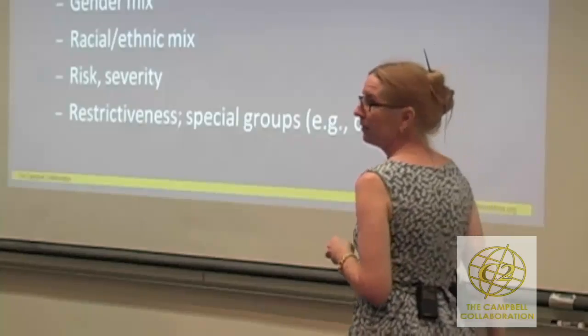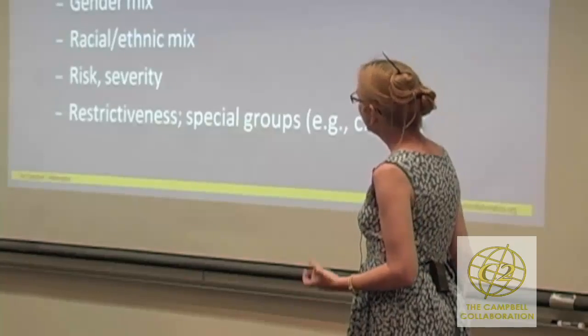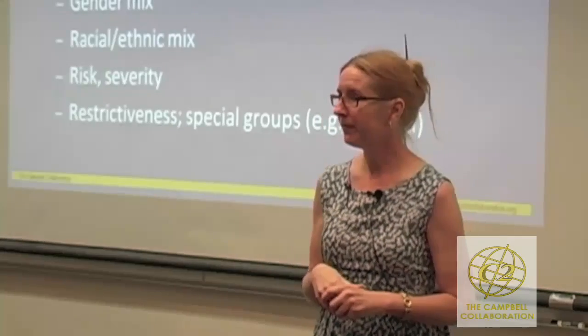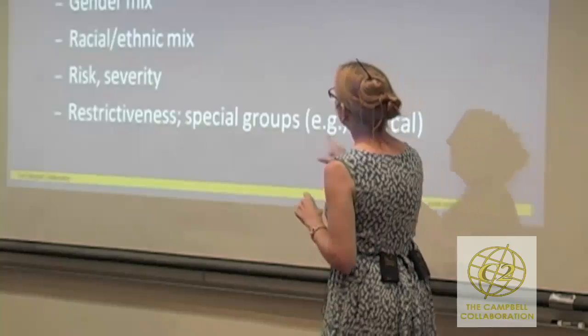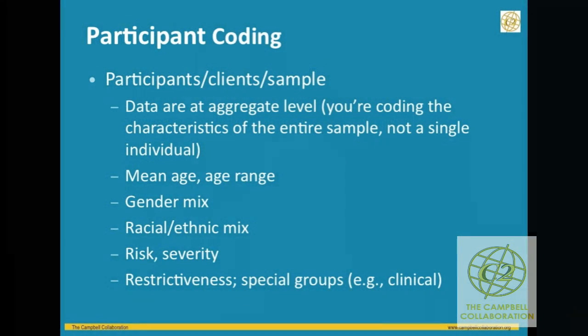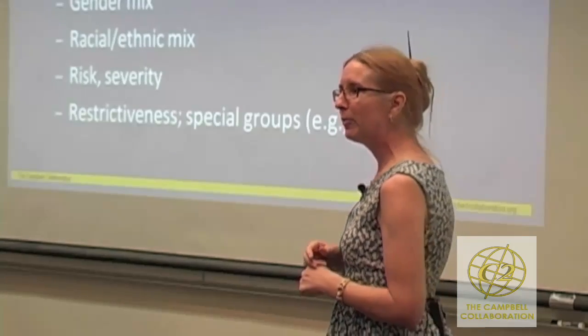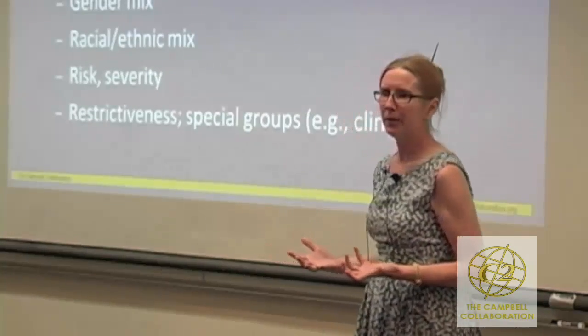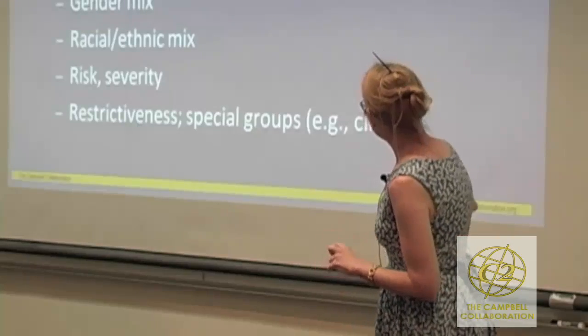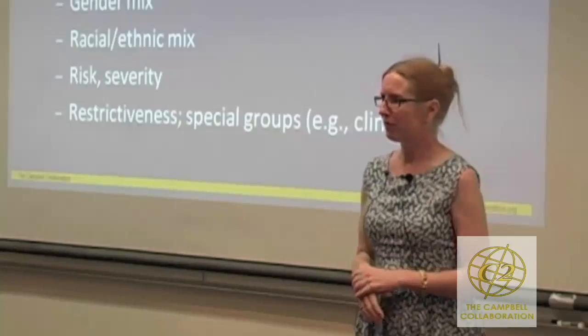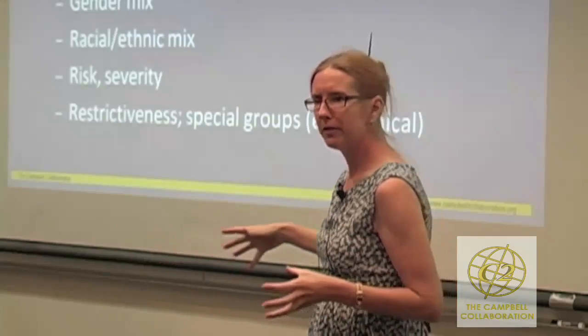The gender mix, or if it's all one gender or all another. Racial ethnic mix of people. I find that in the social sciences, this is the most underreported thing in research. So anybody who does primary studies, tell us what your people look like. This is important stuff, and it's surprising that people don't report that. For social interventions, the risk level of the people in the interventions, how severe are their problems, what are their problems, and then, you know, are the interventions restrictive? Do they have special groups? Are they more inclusive?